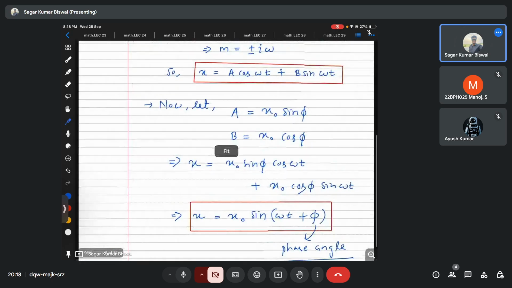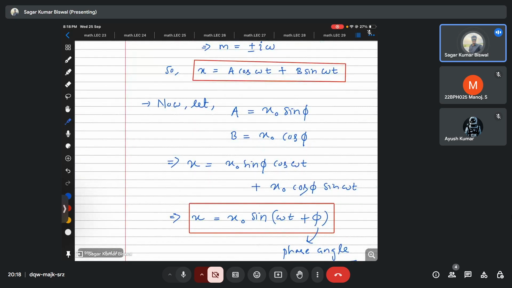Now let's take these a and b as constants, right? This a and this b are constants. So now let's take this a as x0 sine phi and this b as x0 cos phi. Let's suppose this is the case. Then you can write this as x0 sine phi, put a as x0 sine phi and b as x0 cos phi, and this is nothing but sine of omega t plus phi, right? What is the formula for sine A plus B? Sine A plus B formula is sine A into cos B plus cos A into sine B, right?